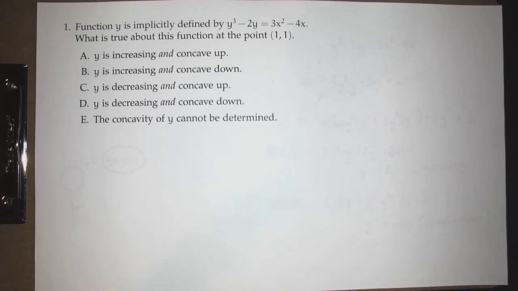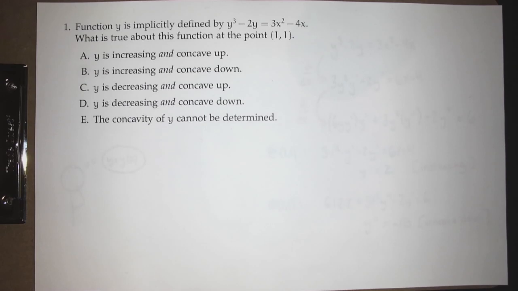Let's begin. Okay, so function y is implicitly defined by y cubed minus 2y equals 3x squared minus 4x. What is true about this function at the point 1, 1? Y is increasing and concave up. Y is increasing and concave down. Y is decreasing and concave up. Y is decreasing and concave down. The concavity of y cannot be determined.